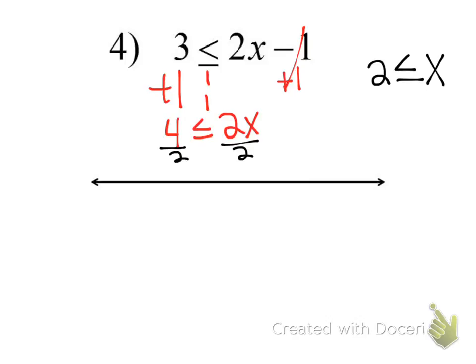Should I leave my answer like that? Nope. No, I want to write the x in the front and the 2 in the back. X was bigger here, X still needs to be bigger down here, so we're going to flip the way the symbol is facing. It's still an or equal to, so don't forget that line on the bottom, and then that's what we're going to graph.